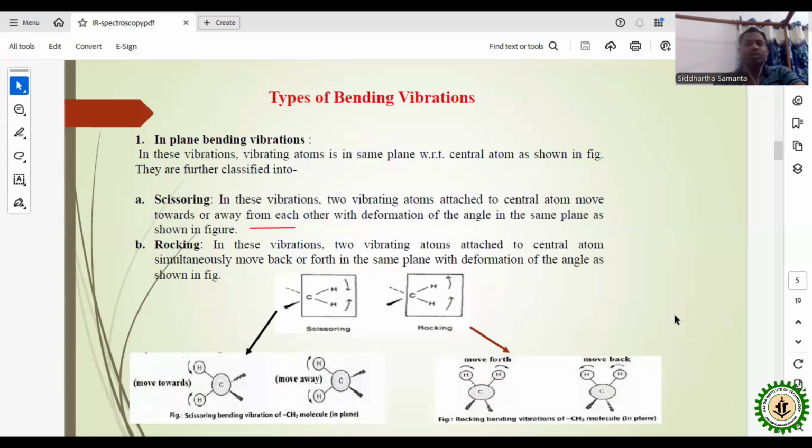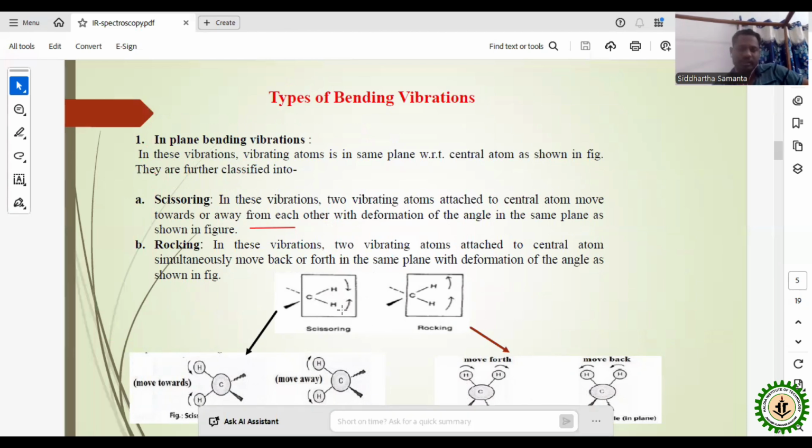And bending mode also has two types. One is in-plane bending and the other is out-of-plane. In-plane bending also has two types: one is scissoring, another is rocking. You see that this is scissoring, where the movement of the two hydrogen atoms is on the same side, and they come close to each other and move far away from each other. This is called scissoring, and this is called rocking.